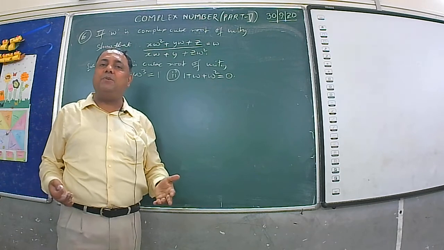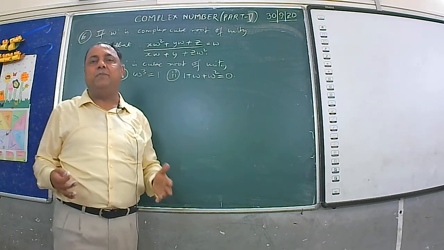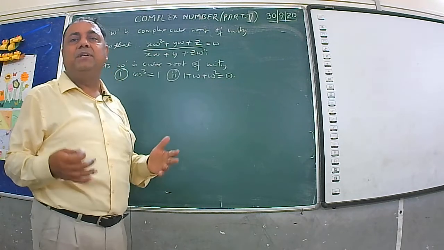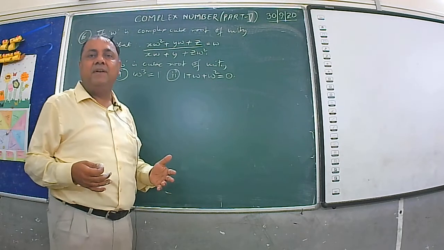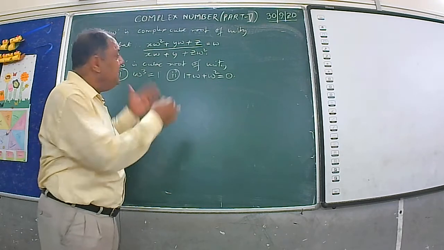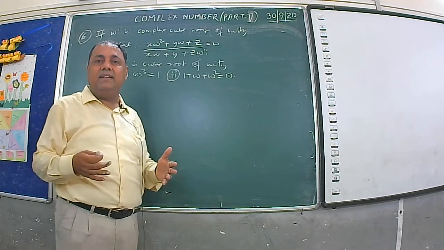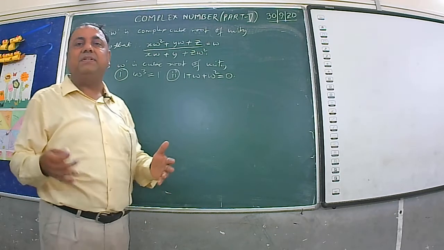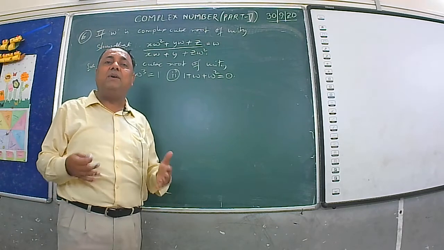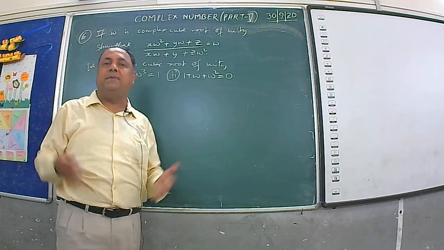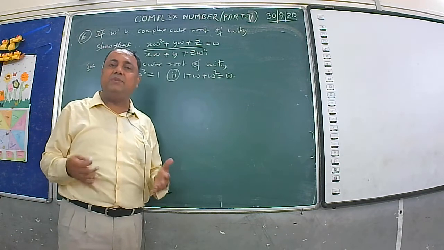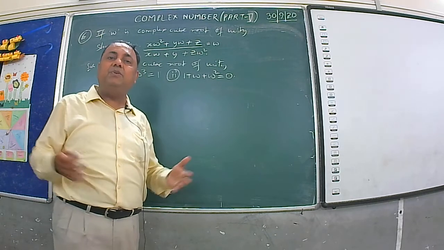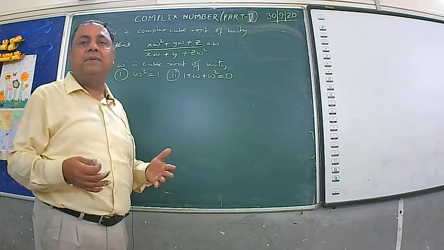What are the properties of omega? Omega cube is equal to 1. I am proceeding very diligently so that you can follow this. At times I find students asking me how do I know how to start a problem? Yes, that is a genuine case.